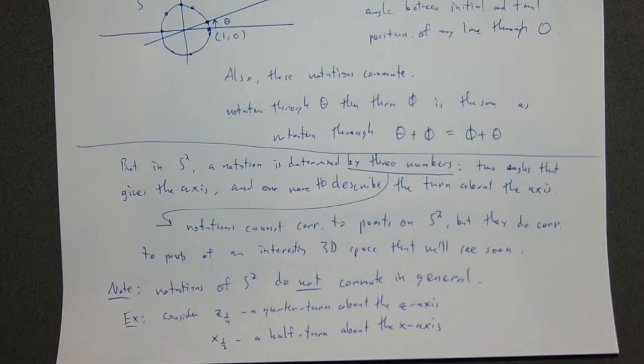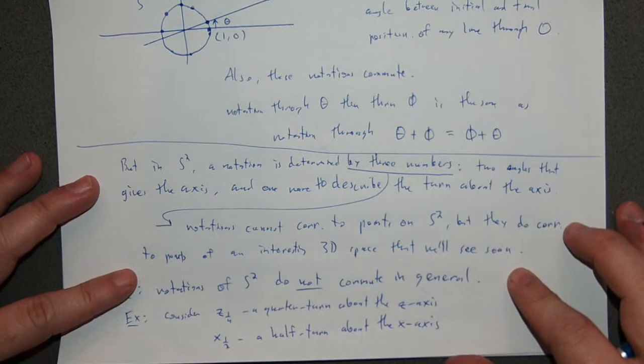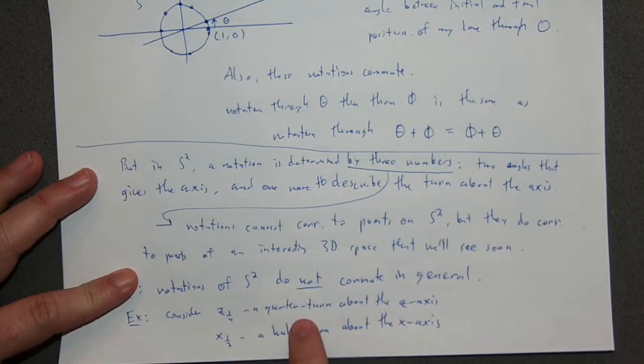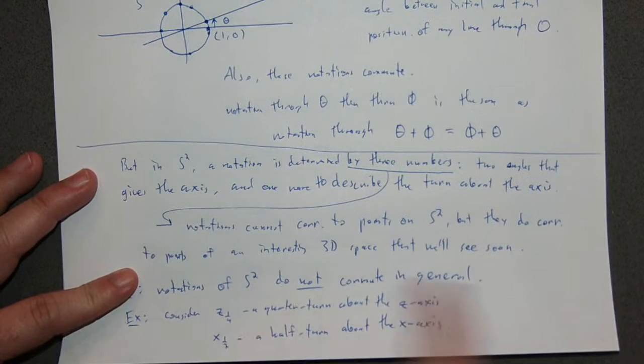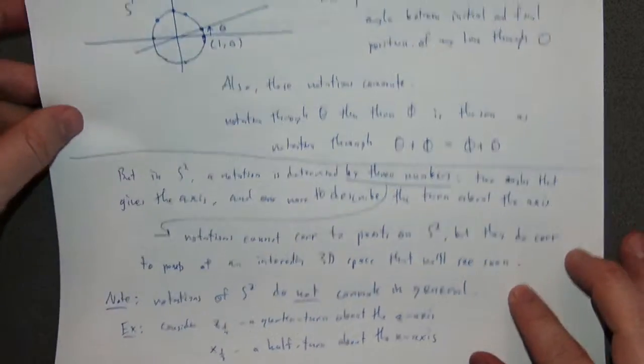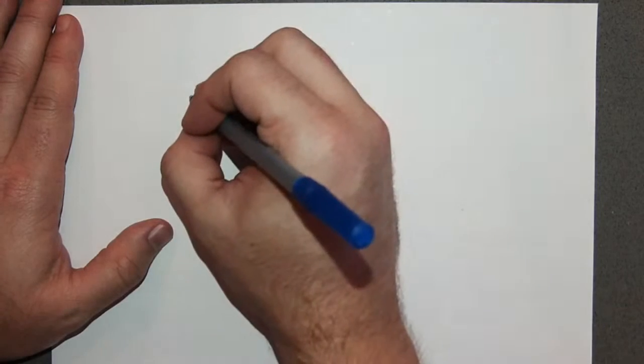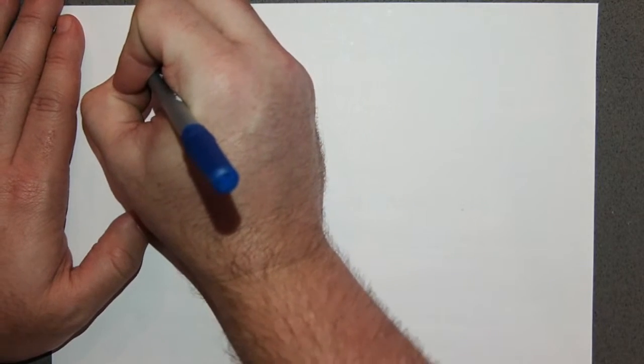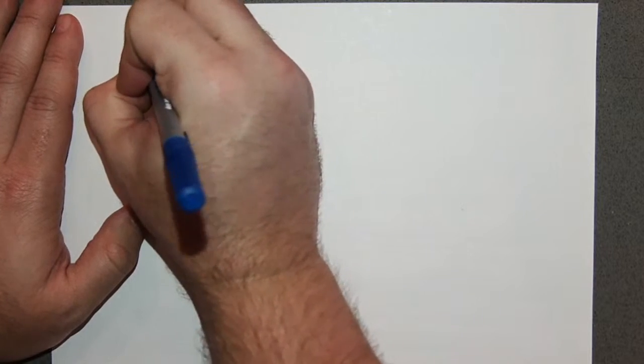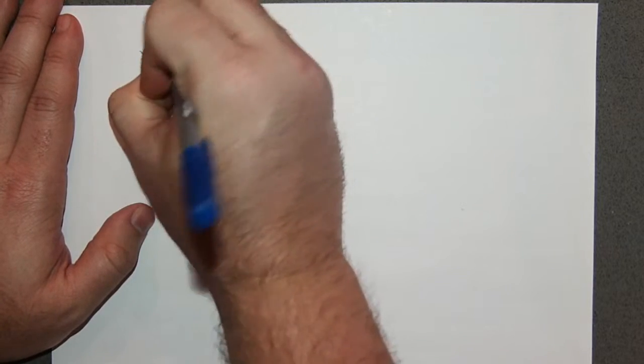Okay. So what do we do to see that these things don't commute? Well, the idea is we see where 1, 0, 0 is sent, right? So the front point of the sphere in space. So let's just consider the product of these two things. So let's look at x sub 1/2 z sub 1/4. What does that thing do?